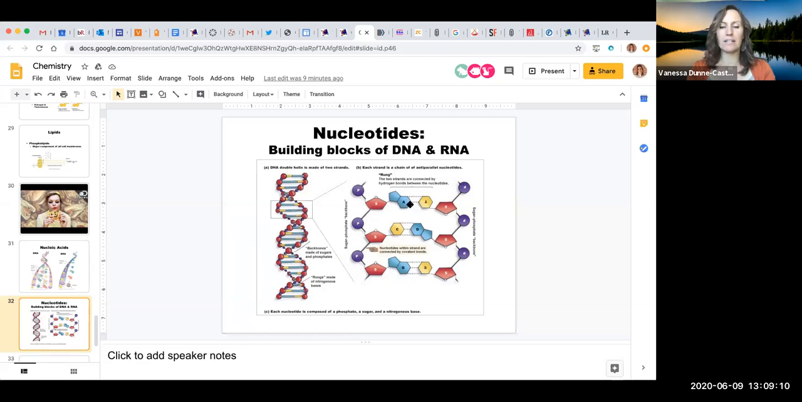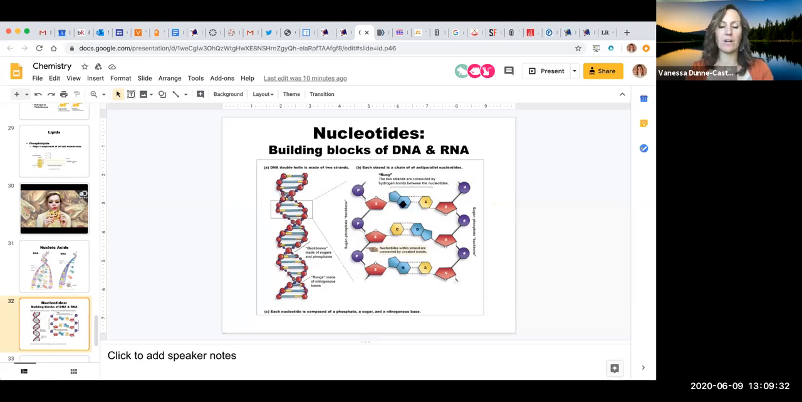And a couple of important things to note about nucleotides. An individual nucleotide is made of 3 different parts. It has a phosphate group, which is a phosphorus molecule surrounded by 3 oxygens. It has a sugar component, so your carbohydrate ring here. That would be either deoxyribose here for DNA or ribose for RNA.